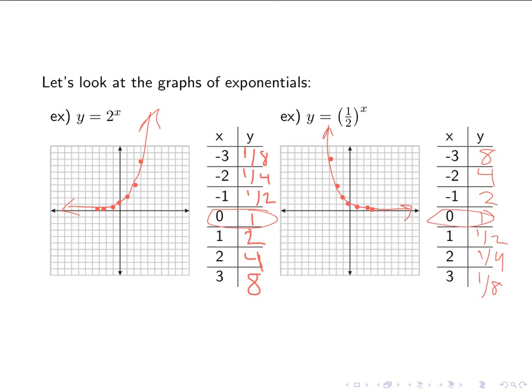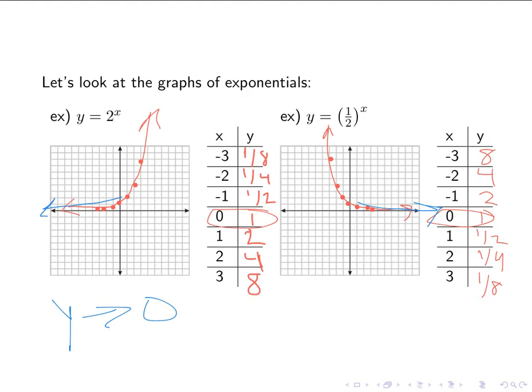Another thing they have in common is they both have an asymptote at y equals 0. That just means that as I go off to either positive infinity or negative infinity in the x direction, my y values get really, really close to something. And that something is y equals 0. So y goes to 0 in one of the directions, and that's called an asymptote.